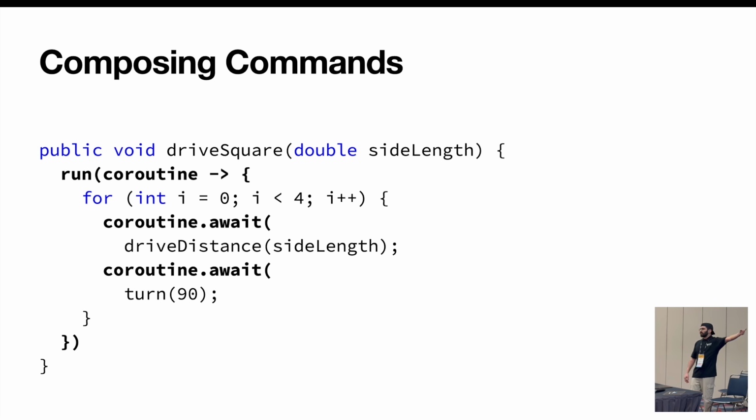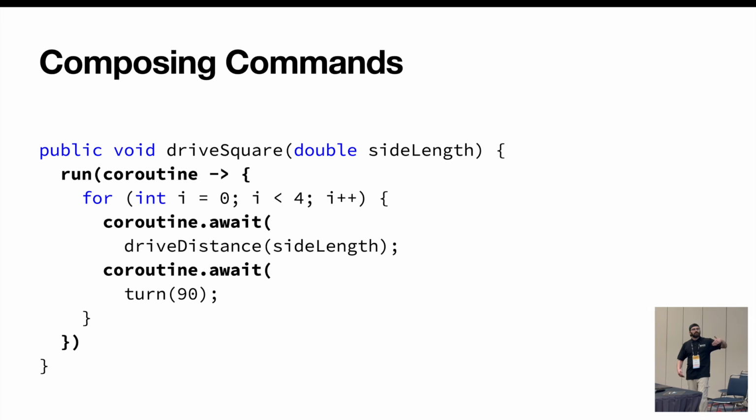Drive distance is now a command, turn 90, I assume that's also a command. Coroutine.await is saying, treat this command like a blocking function call. So when you call coroutine.await, that will schedule that new command. It'll wait for that command to run until its natural exit point, and then the coroutine.await will return, and then you can go to the next step.